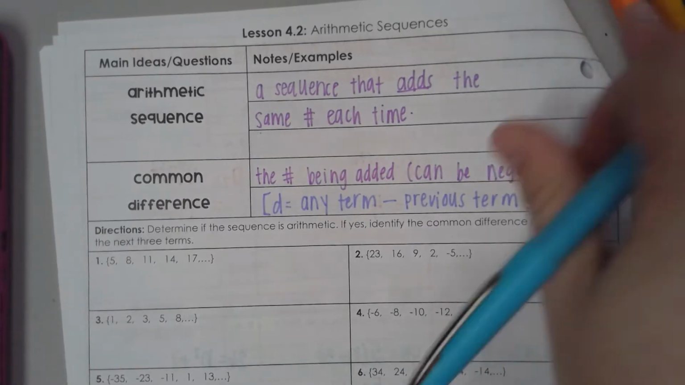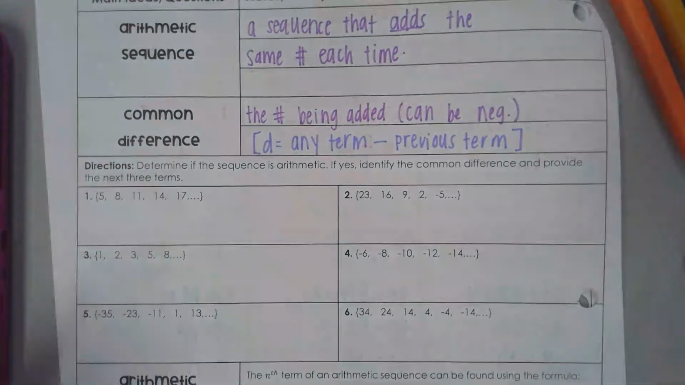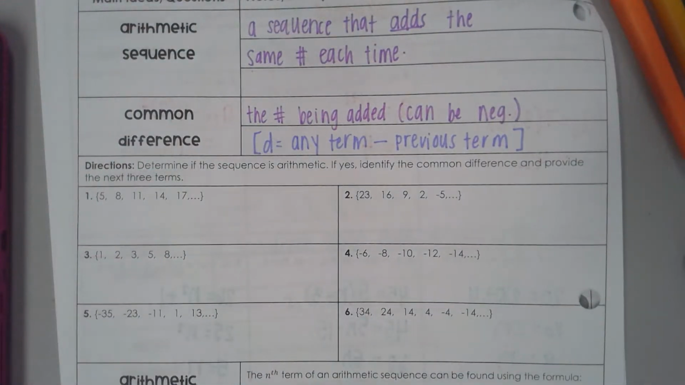So questions 1 through 6, you're going to tell me if it's arithmetic. So are you adding the same number all the way across? And if so, what is the common difference? So what is that number that's being added? So let's look at number 1.